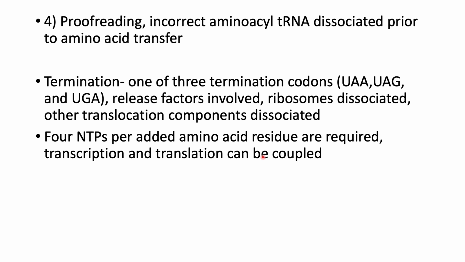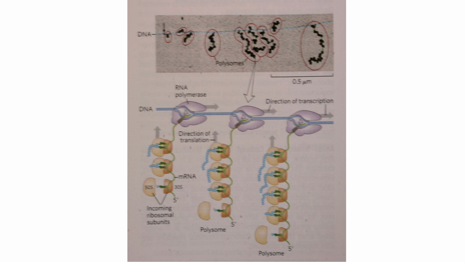There's a proofreading function with the incorrect aminoacyl tRNA dissociated prior to amino acid transfer. And if one of the termination codons is encountered, you have release of factors involved. Ribosomes are dissociated, and there is dissociation of the other translocation components. 4 NTPs per added amino acid residue are required, and you can couple transcription and translation.